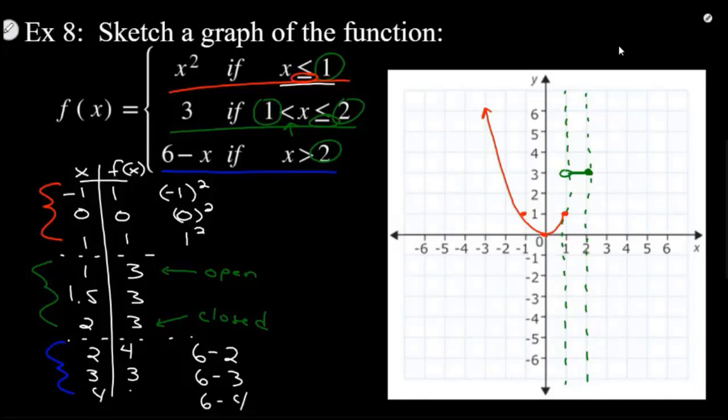We get 2. Now, once again, we do want to be careful on this boundary point. Is this boundary point going to be open or closed? And the way we figure that out is we go right back up here. Here's the boundary. So what do we think? Open or closed? Open, because there's no or equal to sign on it. So open at 2, 4, open circle. And then 3, 3, and 4, 2. So this is just a straight line coming down like this. And so that is what our graph will look like.